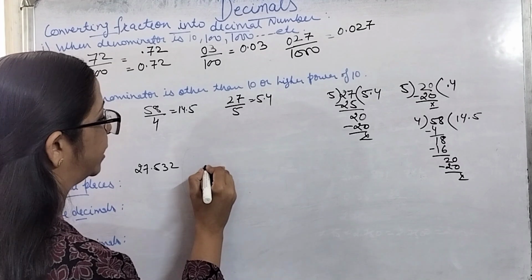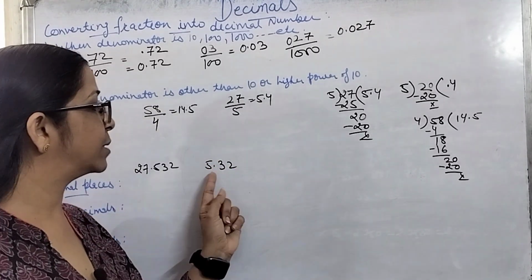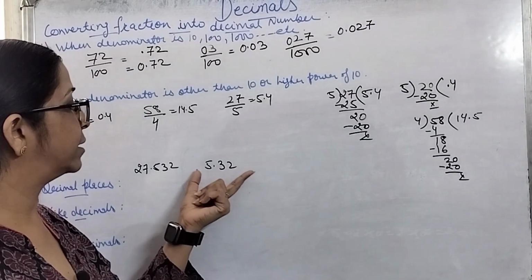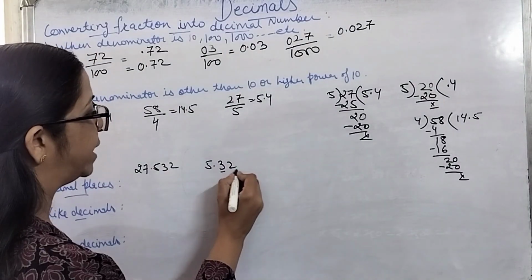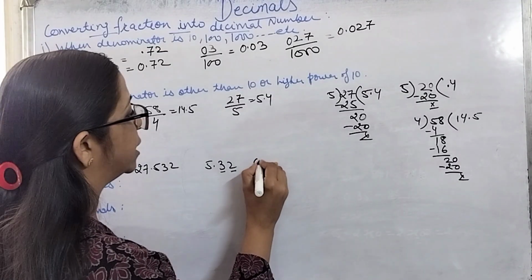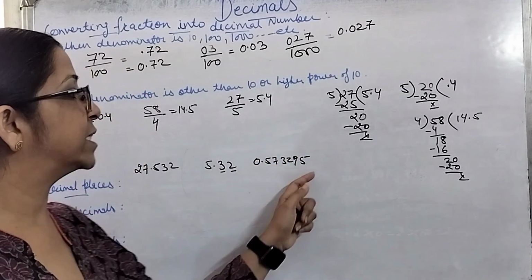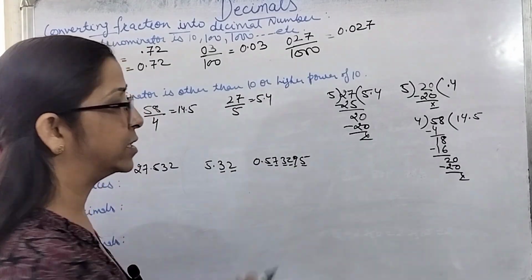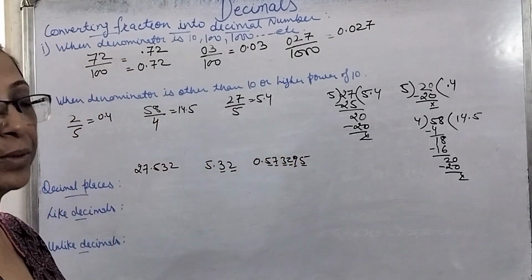Similarly, if your number is say 5.32, after the decimal there are 2 digits. One digit is 3, another digit is 2. So we will be saying that the number 5.32 is having 2 decimal places. If your number is 0.573295, suppose this is a number, how many decimal places is this number having? After the decimal, 1, 2, 3, 4, 5, 6 digits are there. So we will be saying that this decimal number is having 6 decimal places.